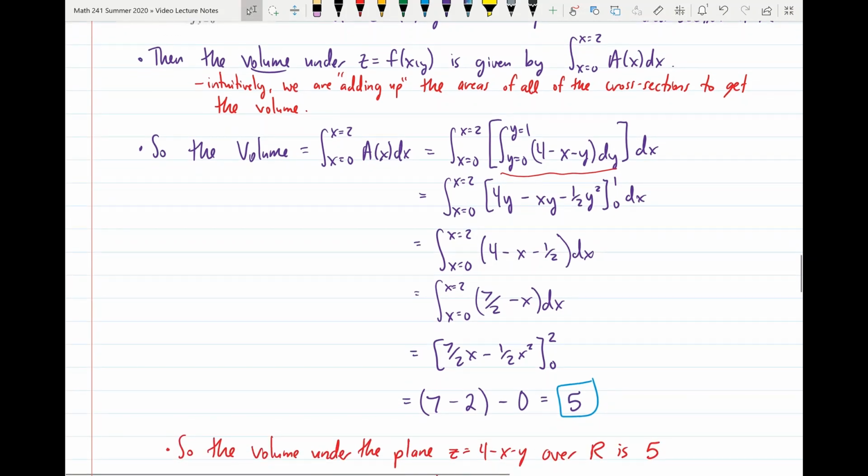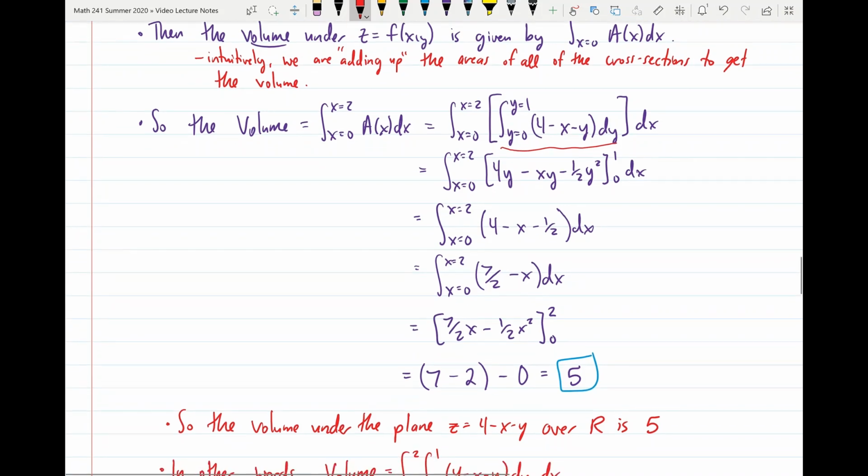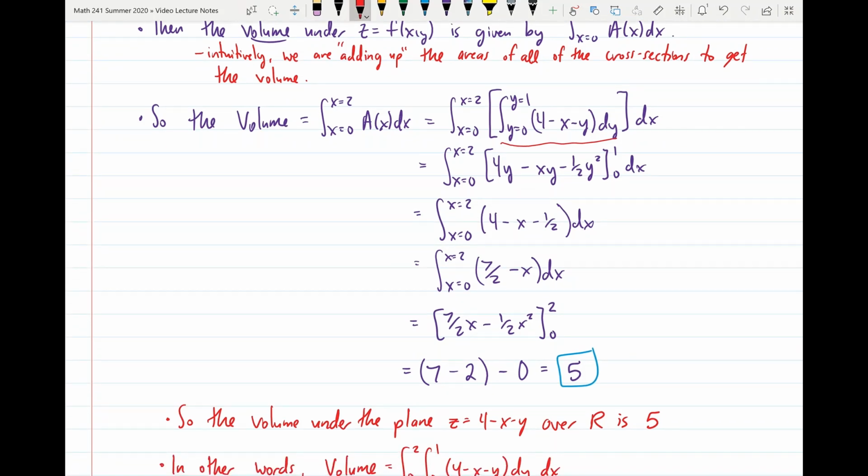Now we can evaluate the integral from y equals 0 to y equals 1 of 4 minus x minus y dy. To do so, it's very similar to the way that we did partial derivatives. Because we are integrating with respect to y, we treat x as if it's a constant, and then we integrate. Just like normal, the antiderivative of 4 is going to be 4 times y. The antiderivative of minus x is minus x times y. And the antiderivative of minus y will be minus 1/2 y squared.